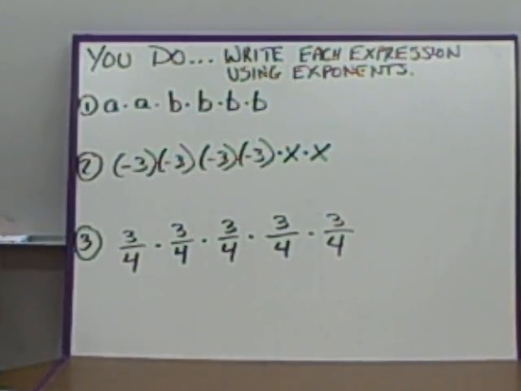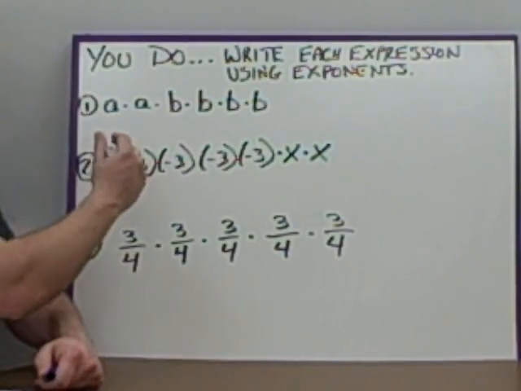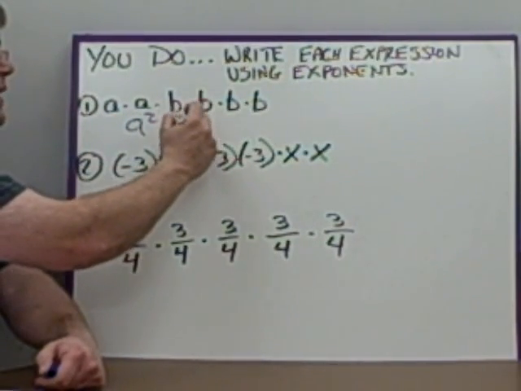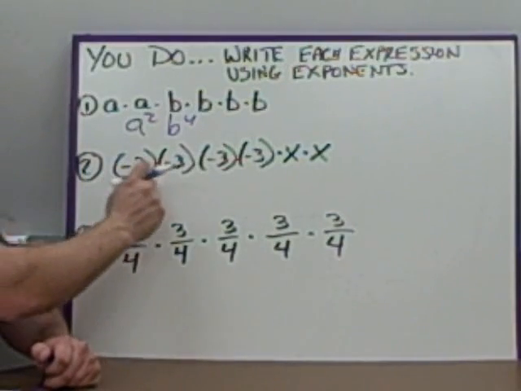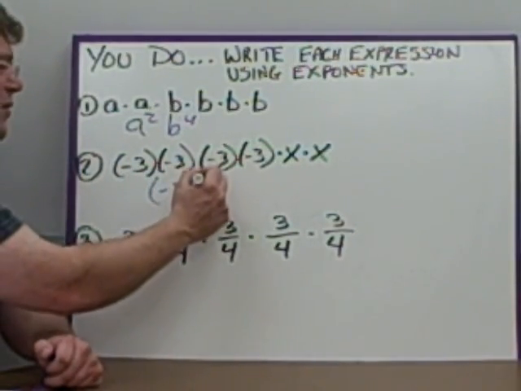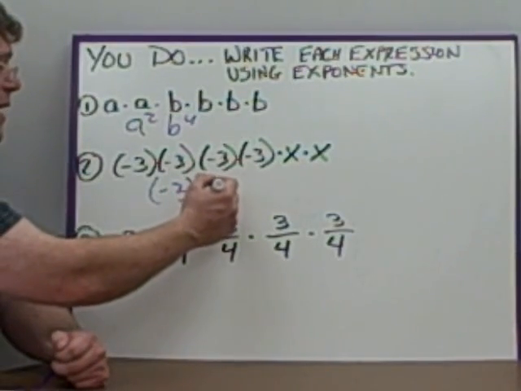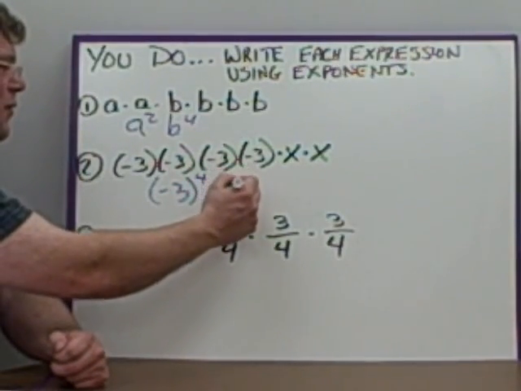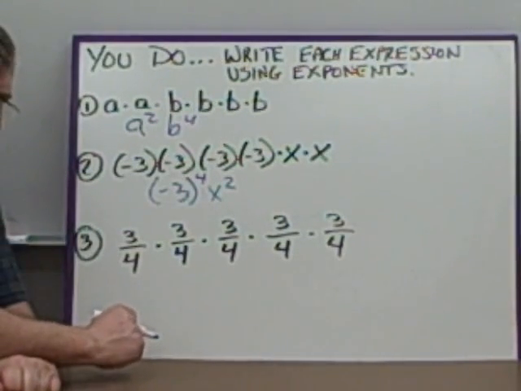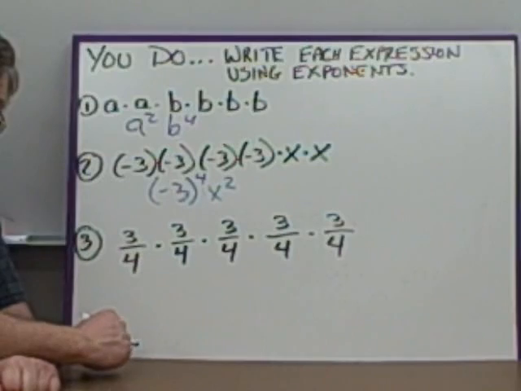Okay, I want you to take a moment and do these problems. 3 problems here. Pause the video, give them a try. Welcome back. A times A is A squared. B is 4B, so it's B to the 4th. This one, 4 -3, so it's -3 in parentheses to the 4th power times x squared. 2 x's, x squared.